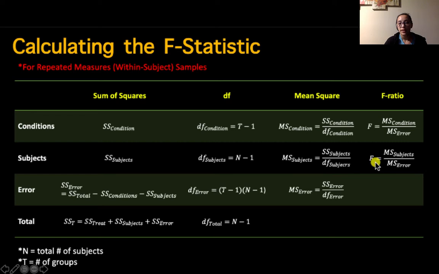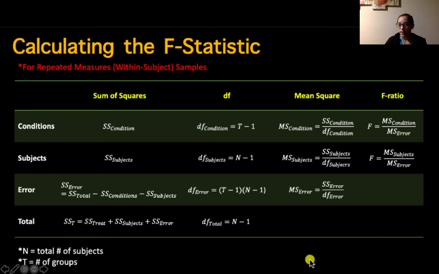There's also an F-statistic that can be calculated for the subjects, which we just do the mean square of subjects divided by the mean square of error. This F-statistic is more or less telling us if there are significant differences within our subjects, which we're not always super concerned about, because we want to see what the differences are between the groups that we've measured as a whole, instead of subjects individually. So that's the table.